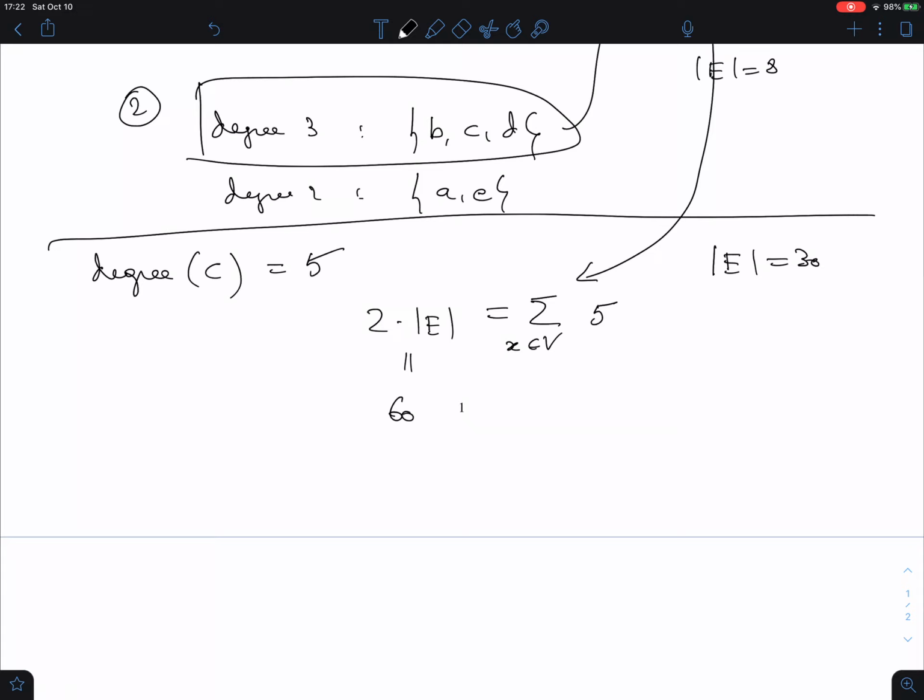Now, what is this equal to? Every vertex has degree 5, so we're adding 5 plus 5 plus 5. How many times? Exactly as many times as there are vertices. So this is the equation I get: 60 is 5 times V, and therefore I find that V is 12. Okay, so that was 3.